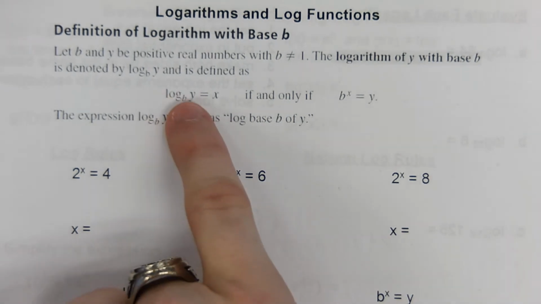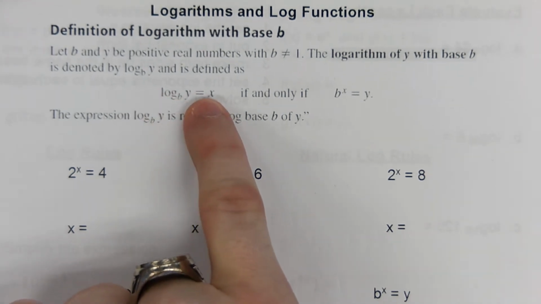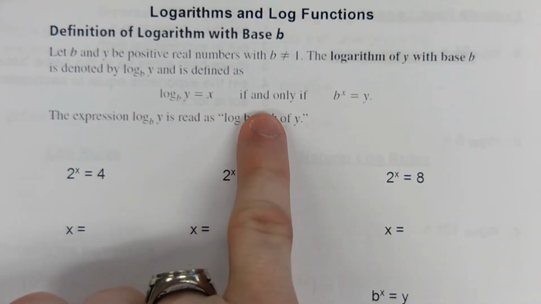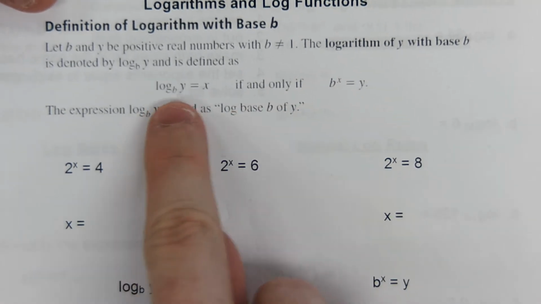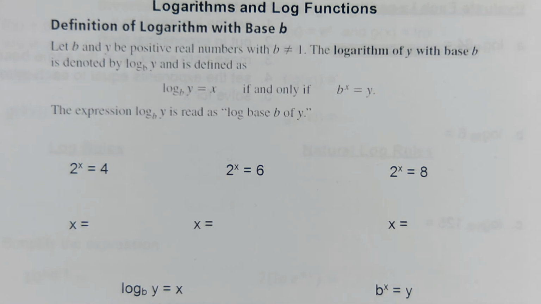Log base b of y equals x if and only if b to the x equals y. If and only if means it's true this way and that way. So what does all that mean to you? I will explain in a moment.